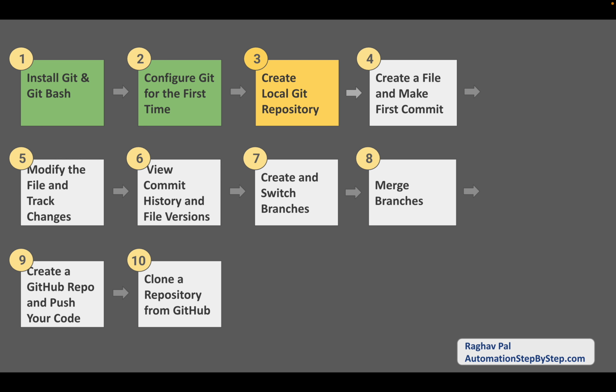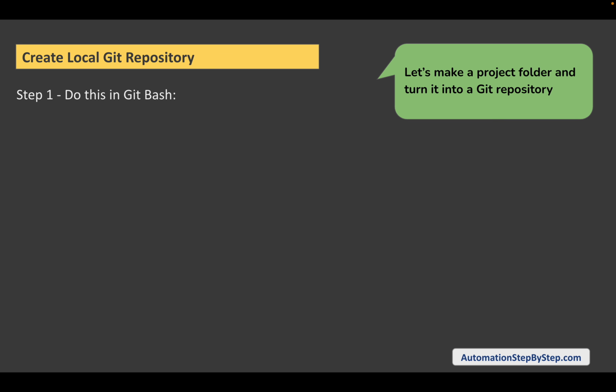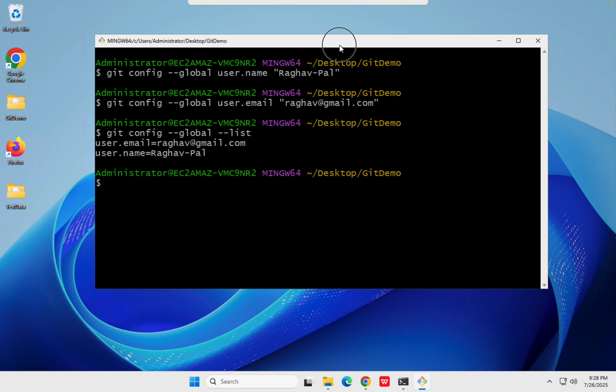Now let us go to the third topic, which is we will create a local Git repository. Okay. So here we are going to create a local Git repository, or in other words, we are going to create a project folder. Okay. And then turn it into a Git repository. So I have already created a folder here, and I have already opened my Git Bash here.